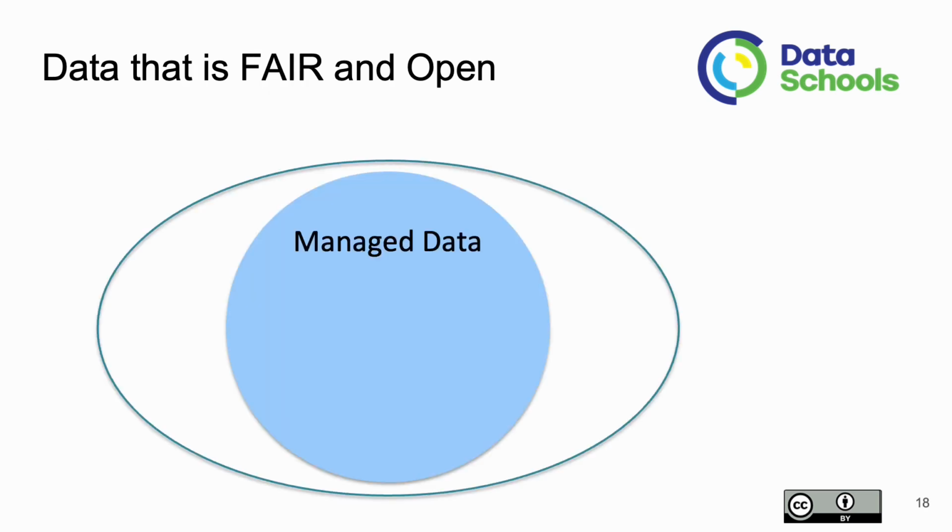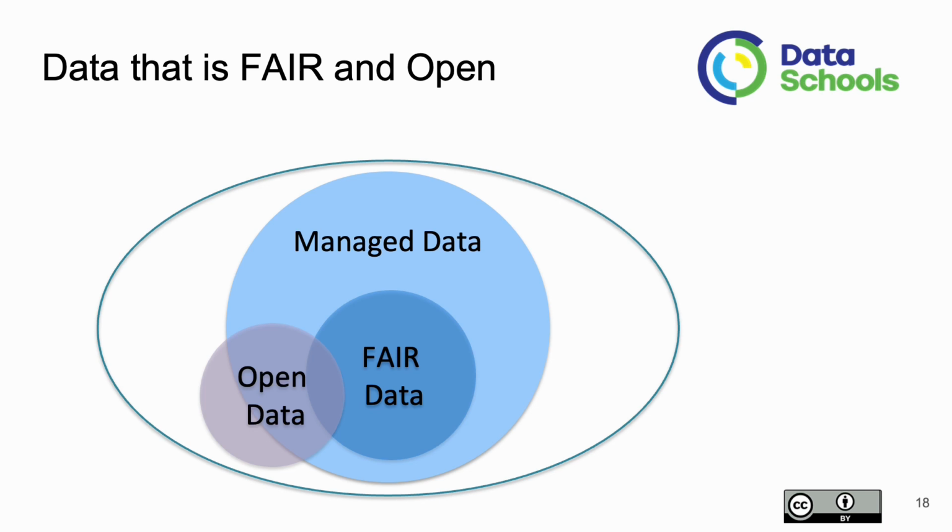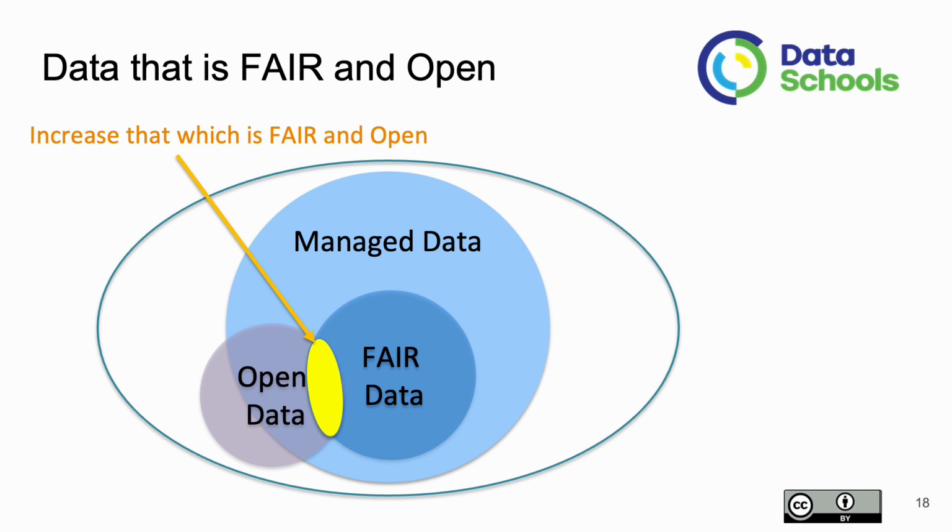The greatest potential for reuse and value comes when data are both FAIR and open. Now in this slide you will see you have your FAIR data and your open data. And where the two overlap, that is the most usable or valuable data. And that is what we would like to see, is that the data are both FAIR and open.